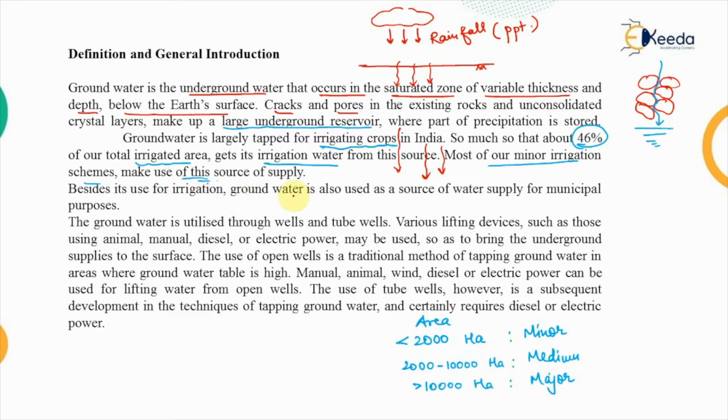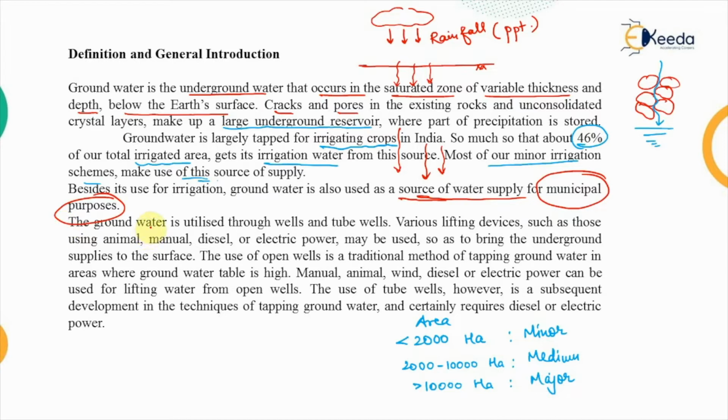Besides its use for irrigation, it is also used as a source of water supply for municipal purposes. That means the water supplied for domestic needs is also groundwater.